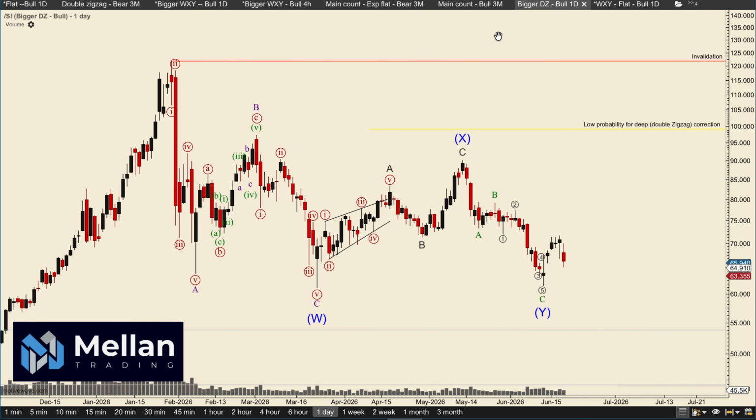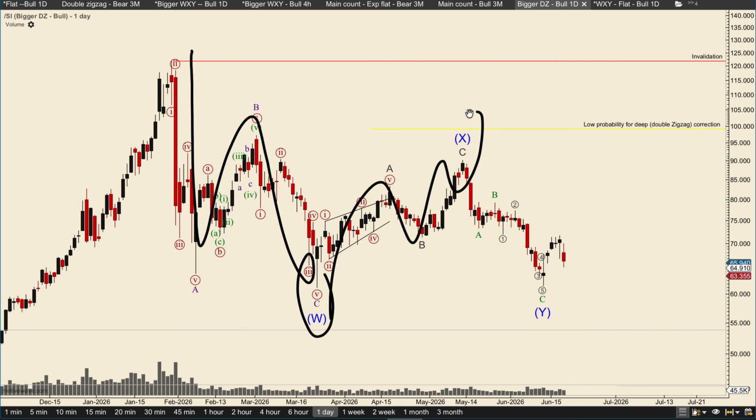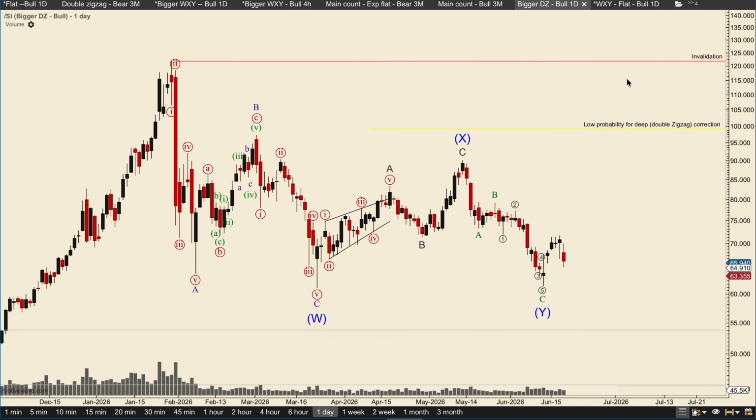Hello, silver has made some moves and these are the counts I am tracking right now. So the first count is counting this as an ABC wave W, ABC wave X and then ABC wave Y, and then we move up after having completed a double zigzag.